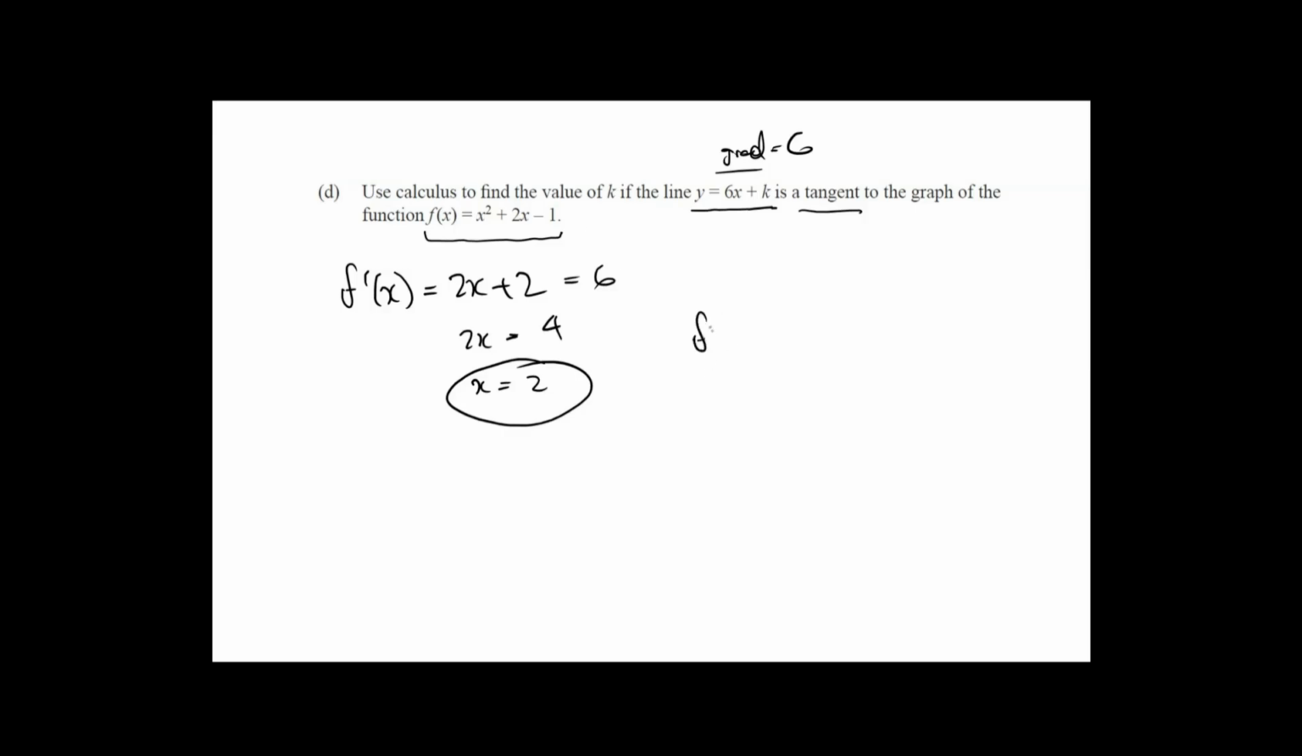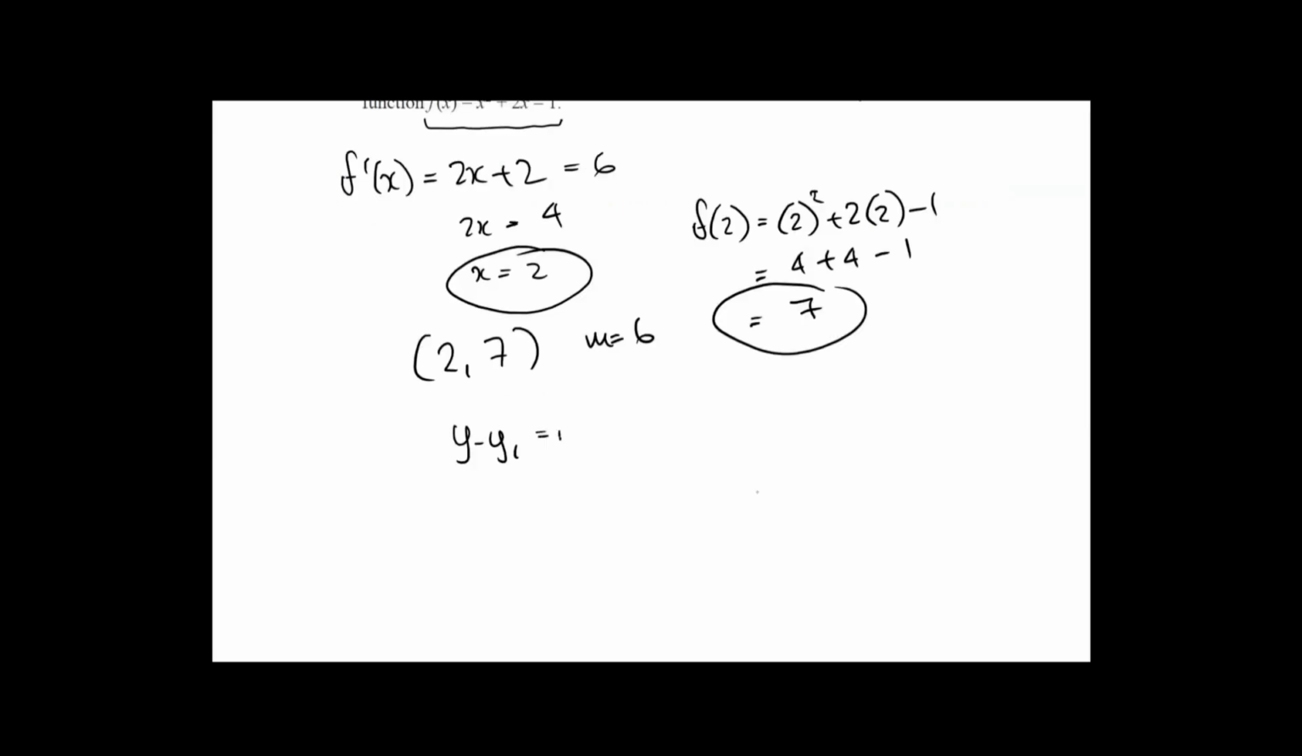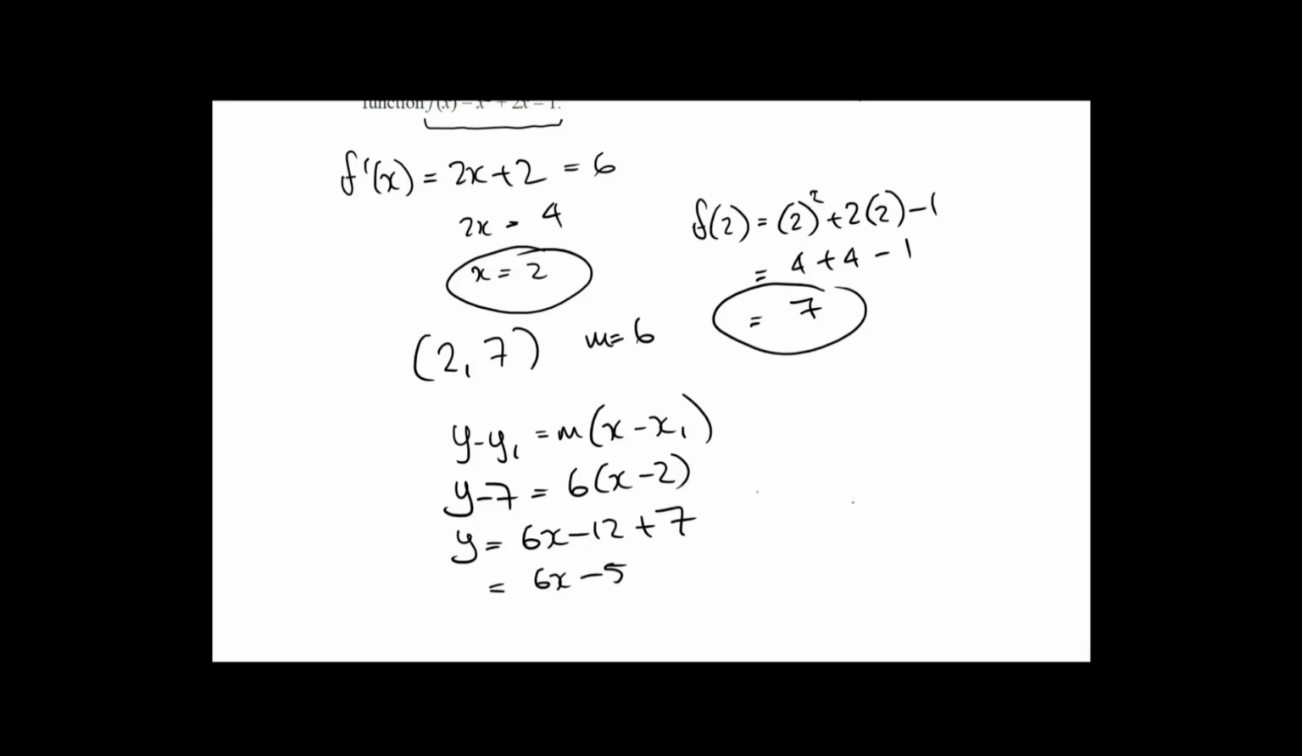So we are going to put 2 in here and find what the y value would be. So f of 2 is 7. y minus y1 again equals m times x minus x1, if it sounds like a broken record. y minus 7 equals 6 times x minus 2. So y is going to be equal to 6x minus 12 plus 7. So y is going to be equal to 6x minus 5. So therefore k equals minus 5.